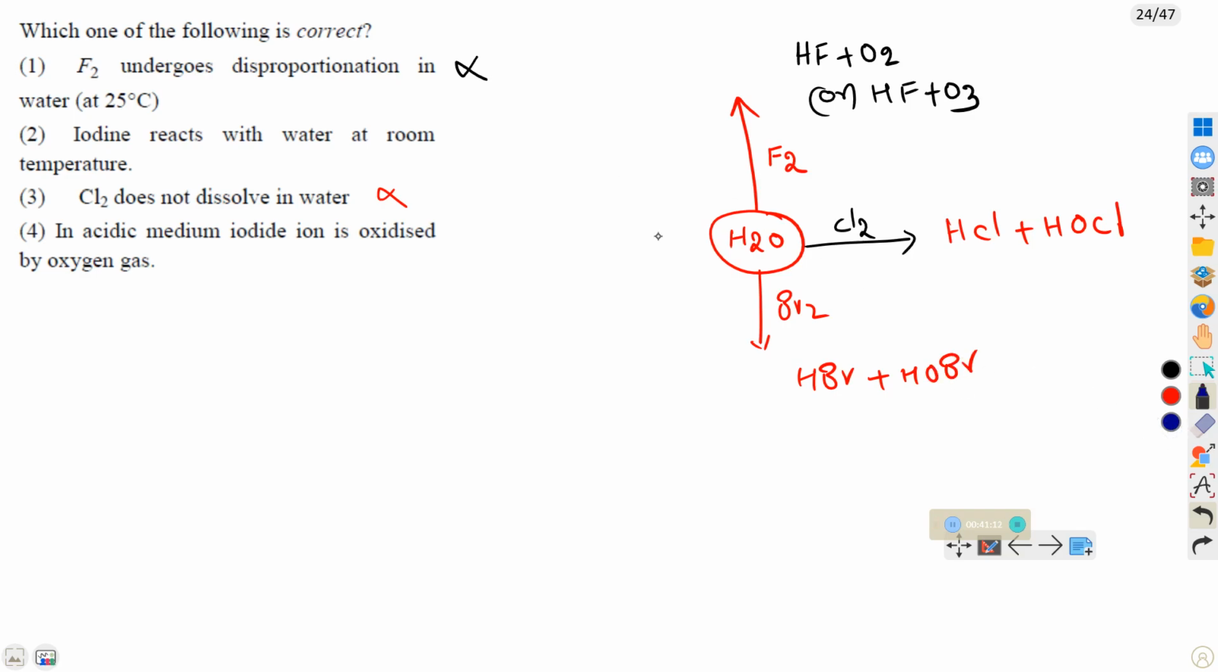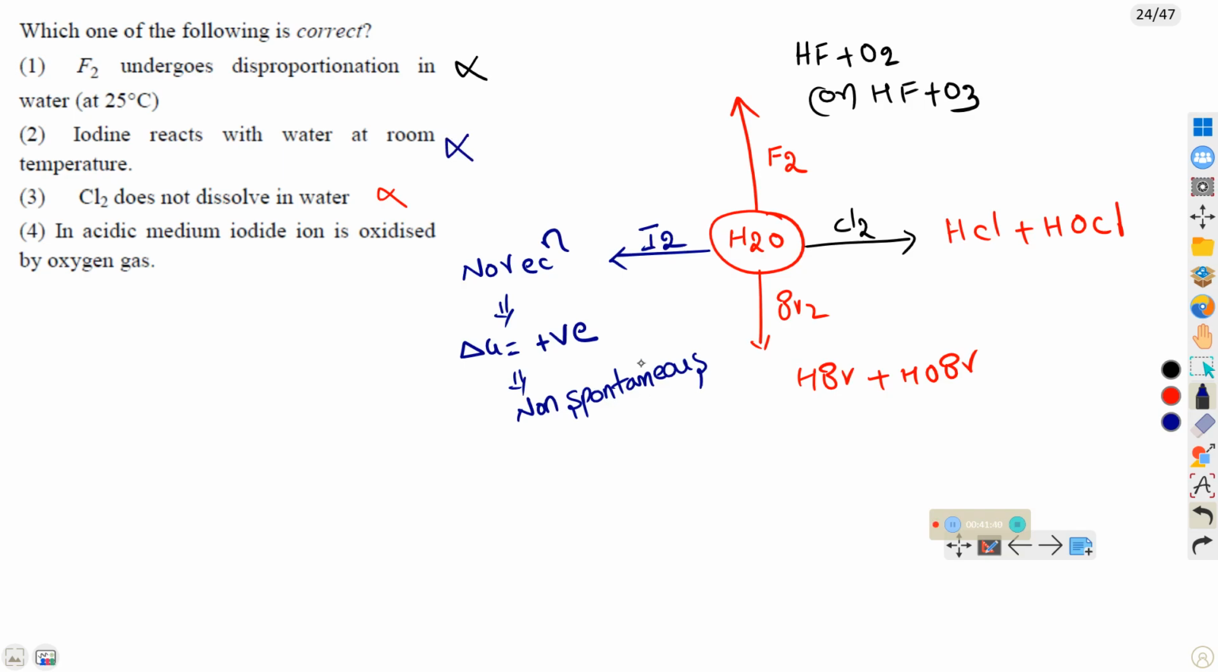Water reacts with bromine, then it gives HBr plus HOBr. Reacts with iodine, no reaction. I2 does not dissolve in water because the value of delta G is positive. That means the reaction is non-spontaneous. Iodine reacts with water at room temperature, this is also wrong. Iodine is dissolved in KI and it gives KI3.